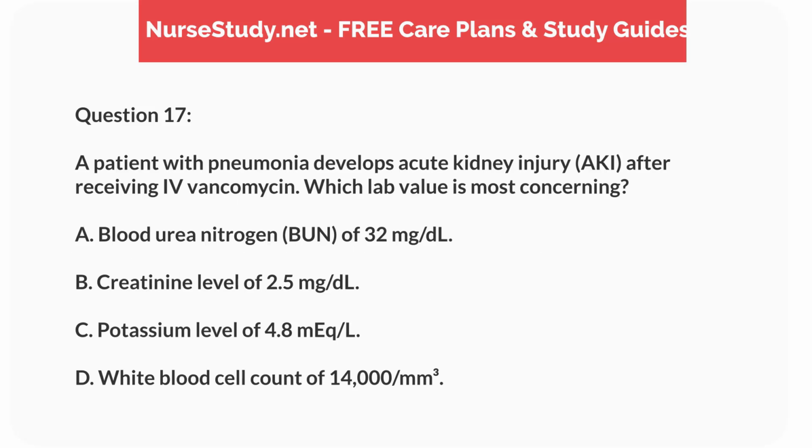Question 17. A patient with pneumonia develops acute kidney injury, AKI, after receiving IV vancomycin. Which lab value is most concerning? A. Blood urea nitrogen, BUN, of 32 mg per deciliter. B. Creatinine level of 2.5 mg per deciliter. C. Potassium level of 4.8 milliequivalent per liter. D. White blood cell count of 14,000.